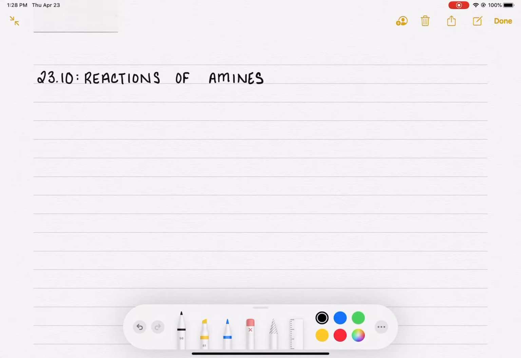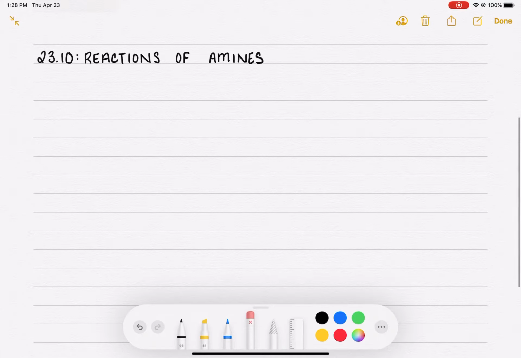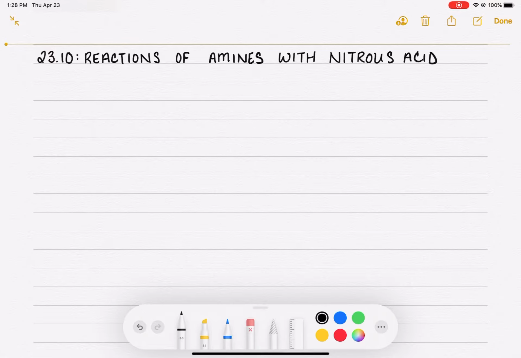We have two and a half more reactions of amines that we're going to look at before this chapter is done. In this section we're looking at reactions of amines with nitrous, not nitric, nitrous acid. Nitrous acid is HNO2, and it is extremely reactive. So it is usually prepared in situ, kind of like a Grignard. Well, exactly like a Grignard.